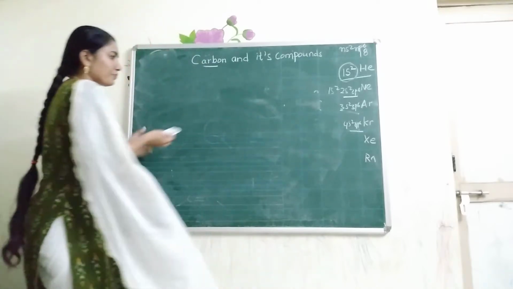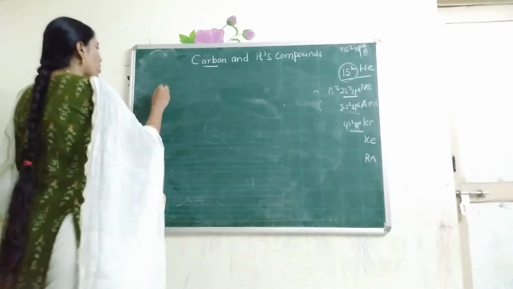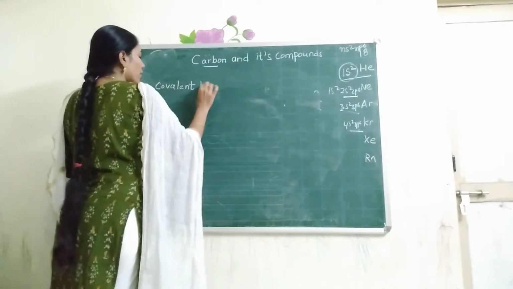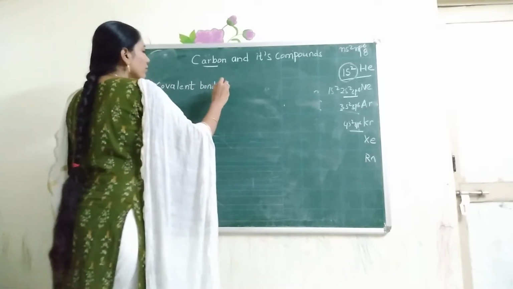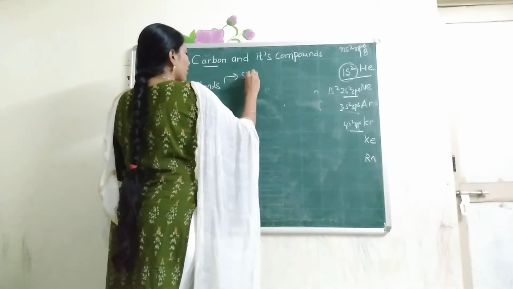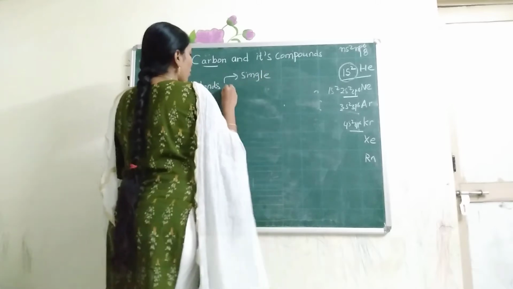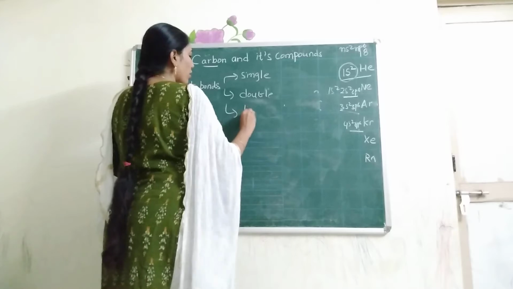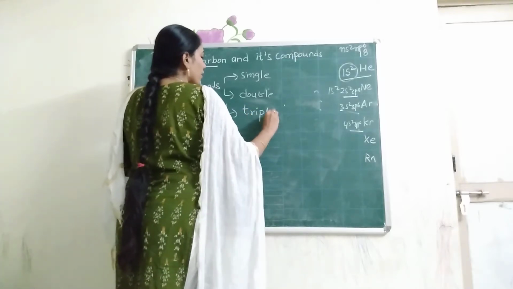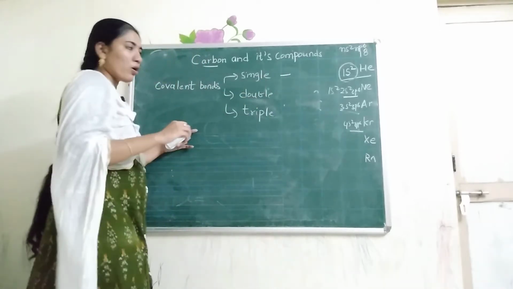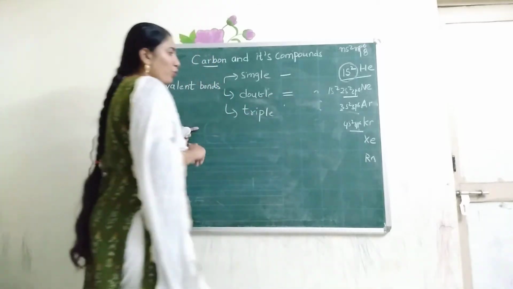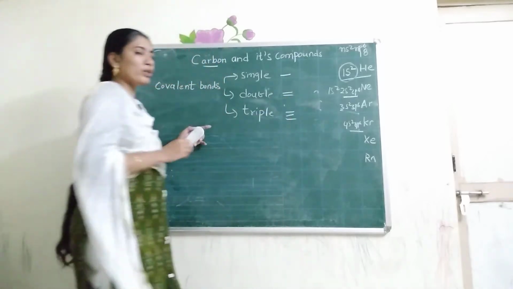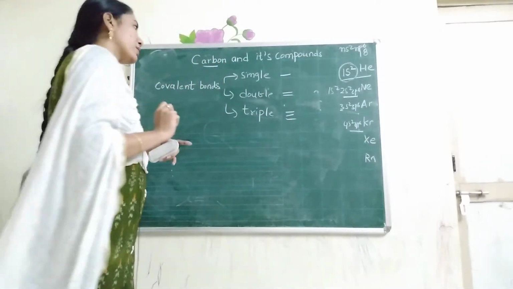There are how many types of covalent bonds? The types of covalent bonds: single covalent bond, double covalent bond, and triple covalent bond. The single covalent bond is represented by one horizontal line. The double covalent bond is represented by two horizontal lines. The triple covalent bond is represented by three horizontal lines.